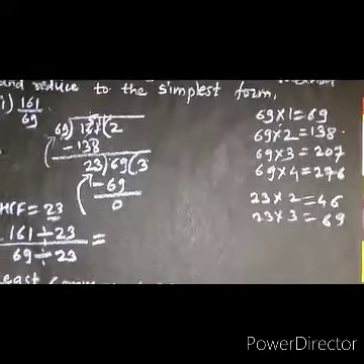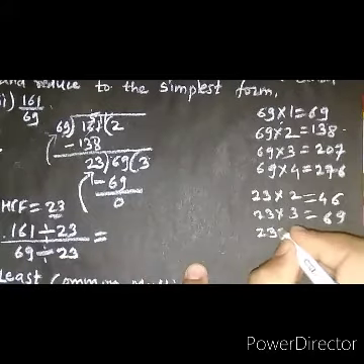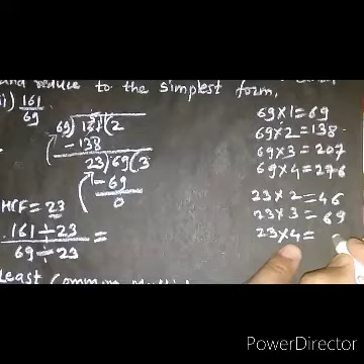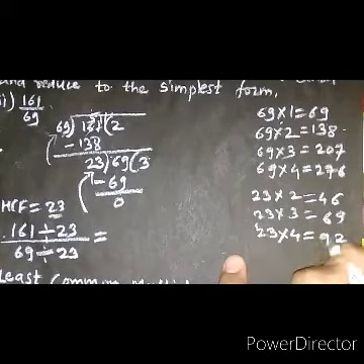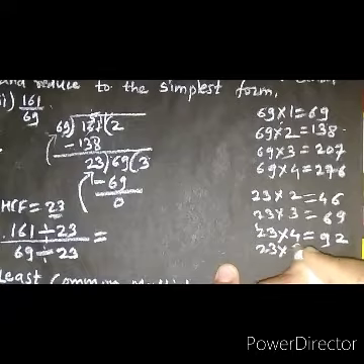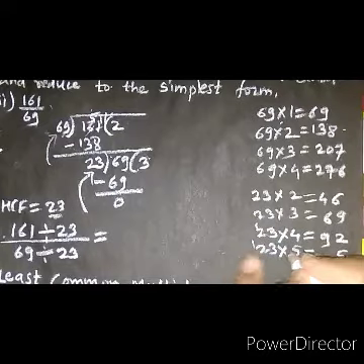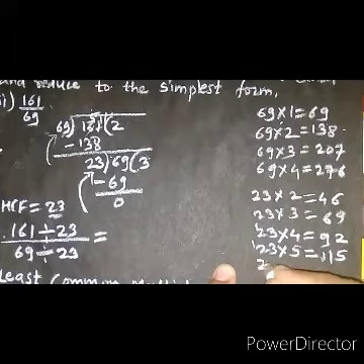Now see, we have to find whether 161 is there in the 23 table or not. 23 4s are: 4 3s are 12, 1 carry, 4 2s are 8 plus 1 is 9, so 92. 23 5s are: 5 3s are 15, 1 carry, 5 2s are 10 plus 1 is 11, so 115.